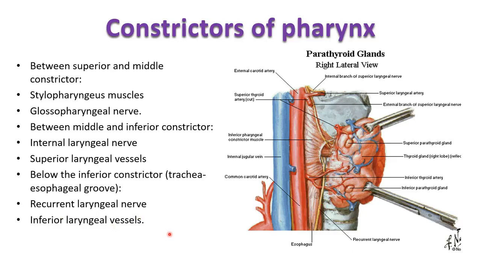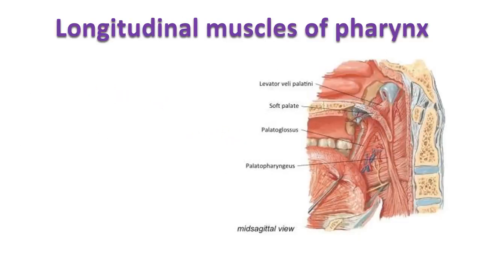Above the superior constrictor, that is between the superior and base of skull, the sinus of Morgagni, the structures passing through it: levator veli palatini, auditory tube, ascending palatine branch of facial artery, and palatine branch of the ascending pharyngeal artery. Okay, between the middle and inferior, you have the internal laryngeal nerve and the superior laryngeal artery, and between the superior and the middle, you have the stylopharyngeus muscle with the glossopharyngeal nerve.